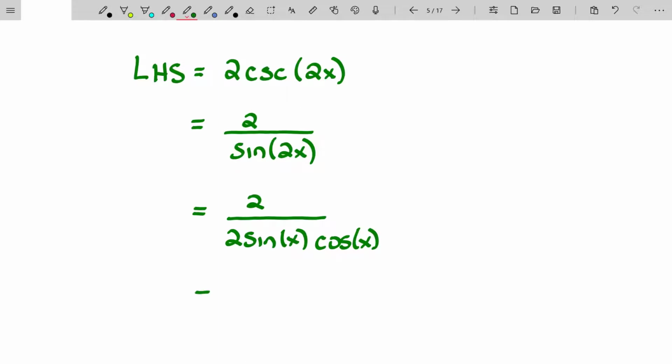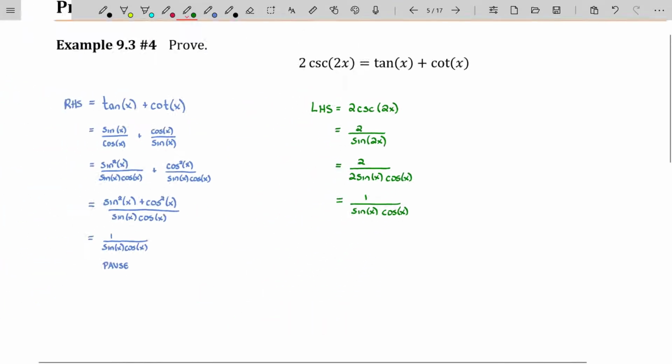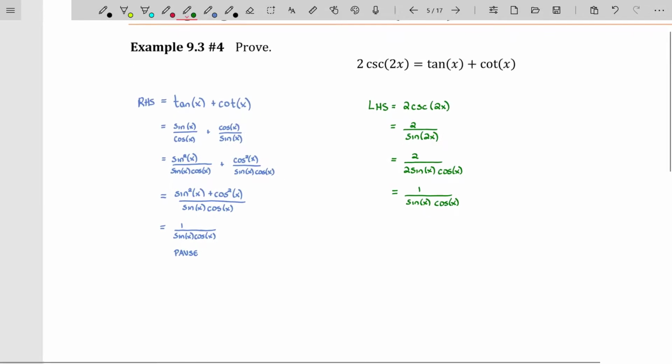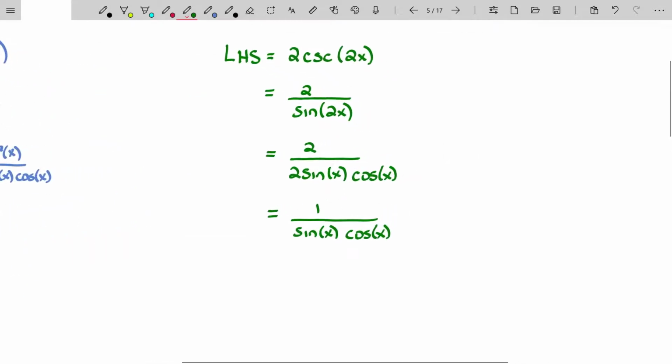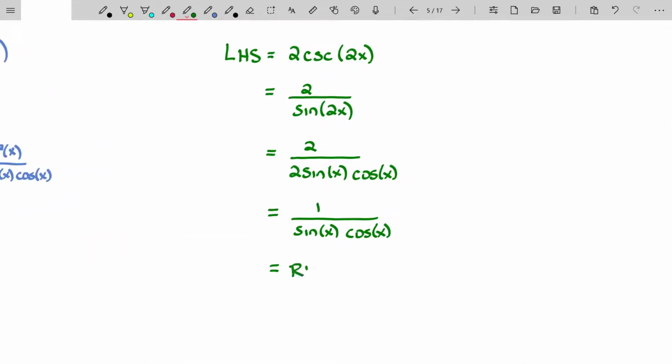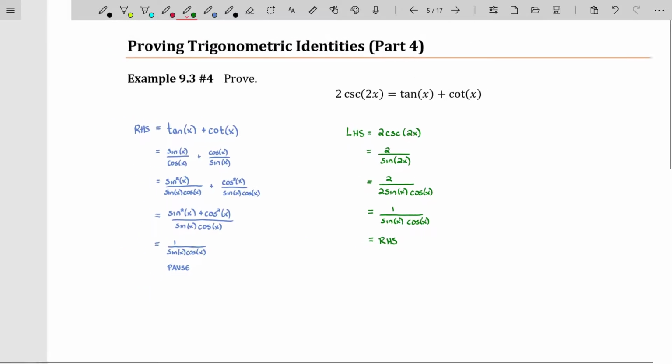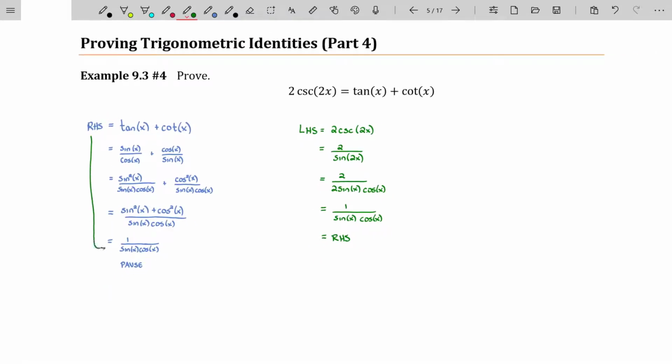Notice the 2's cancel beautifully, and this is 1 over the sine of x times the cosine of x. And if you look at where we paused, they are the same. So there are a couple ways you could say this. I would probably do it this way. I'd say the left-hand side equals the right-hand side, because I've shown that the right-hand side is equal to 1 over the sine of x times the cosine of x.